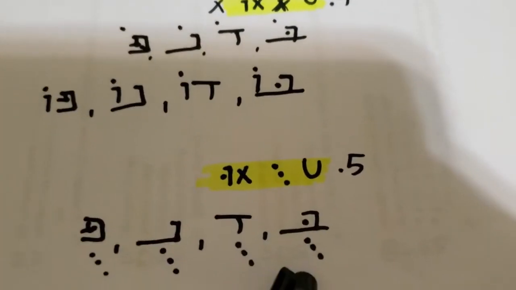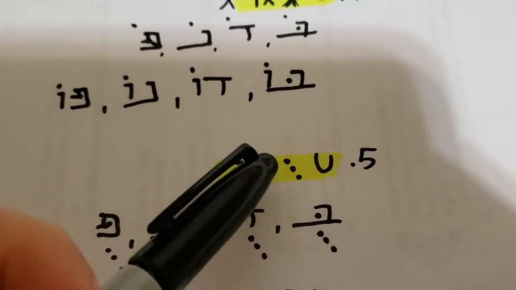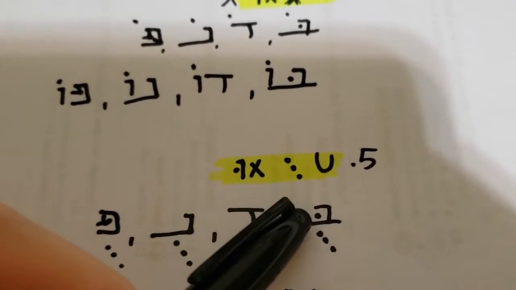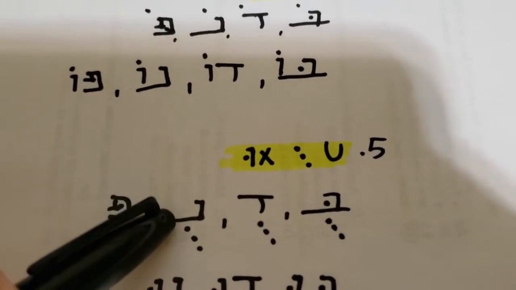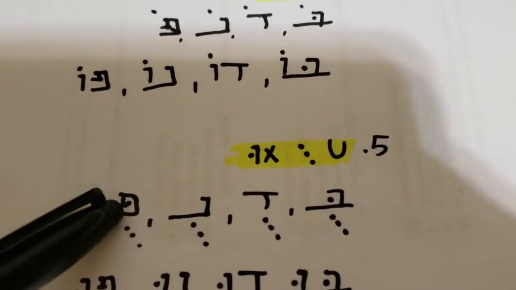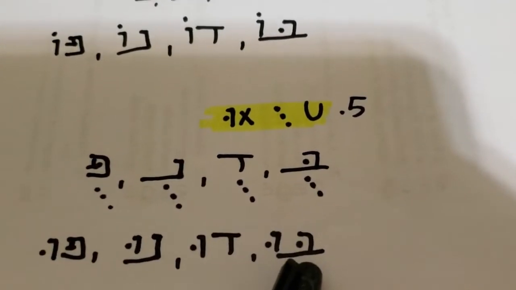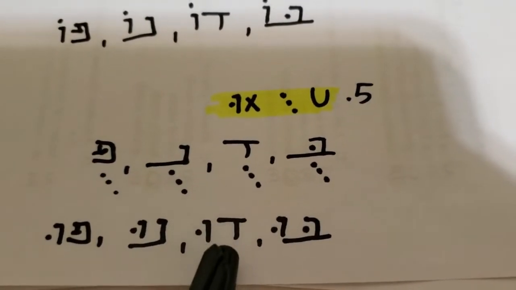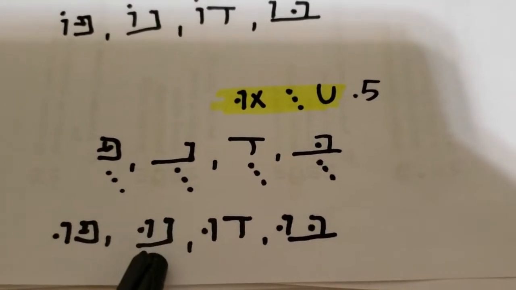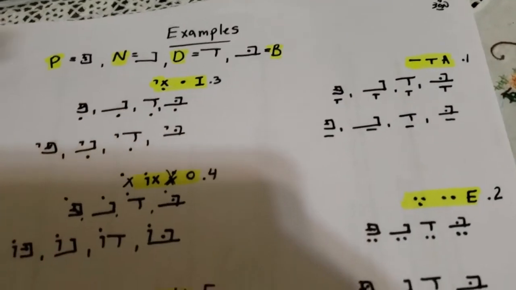Okay, so bet with, this is called kubutz. So bet with kubutz is bu. Daled with kubutz is du. Nun with kubutz is nu. Pei with kubutz is pu. So same thing is here. Bet, and then you have a vav and a dot on the side. Bu, daled, du. Nun, nu. Pei, pu.